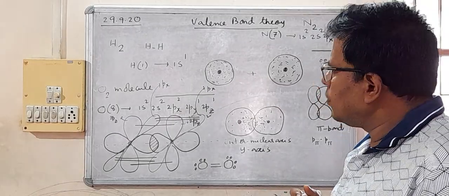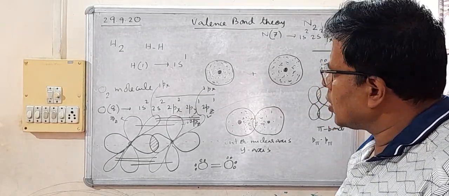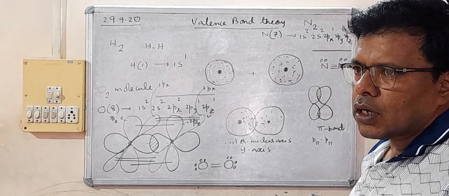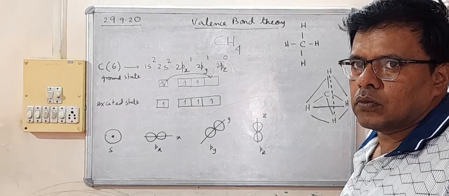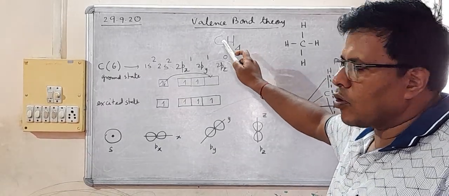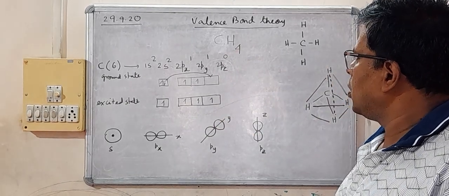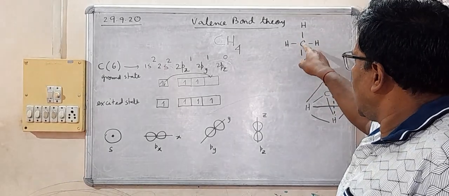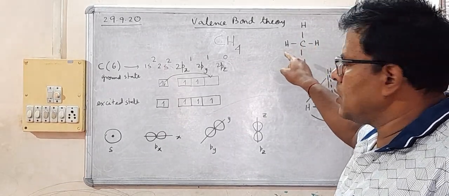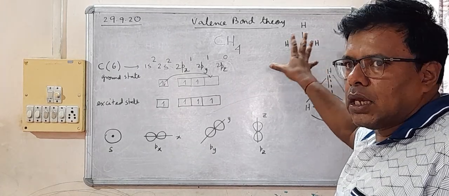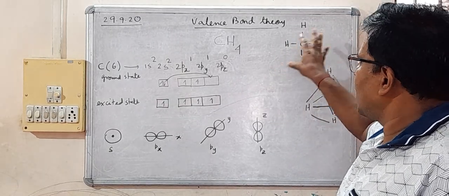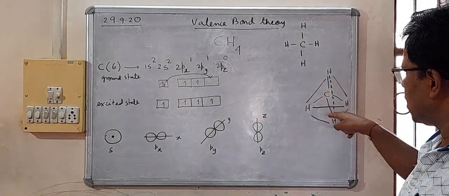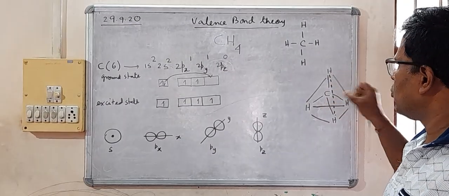Okay, now let us consider the case of molecules of compounds. So let us see the formation of CH4 molecule. You can easily understand that in CH4 there will be 4 bonds, and it has been seen experimentally that all the 4 bonds in methane are equivalent, and the shape of methane has been found to be a tetrahedron. This is tetrahedron, it's a 3-dimensional molecule.